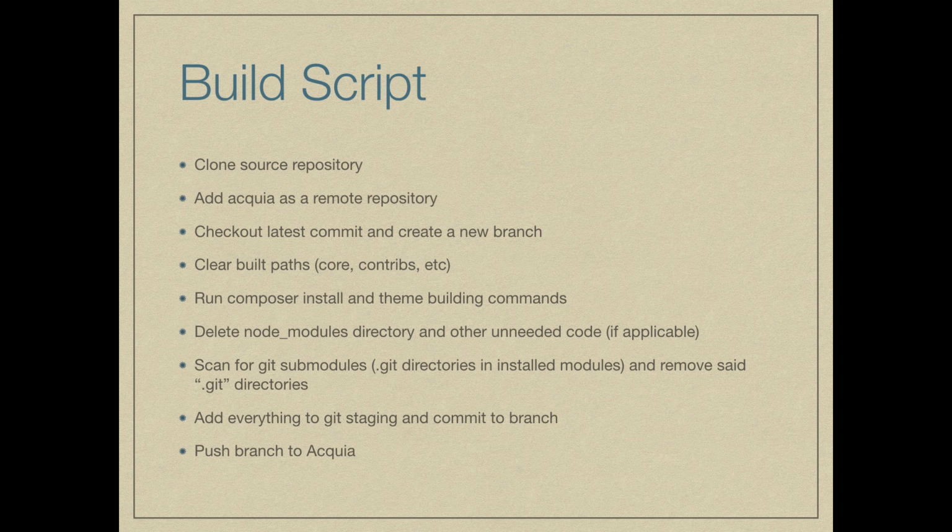Okay. So with the build script, what you need to do is make sure that the source repository is cloned. We don't want to add your Acquia repository as a remote repository to that clone. Check out that latest commit, and then create your new build branch. You'll also want to clear out any of your paths that are automatically filled in from your composer file, so your core files, any contrib directories, any node modules, if that's applicable to your setup. Then the first thing you'll want to run is your composer install, followed by any theme building commands.